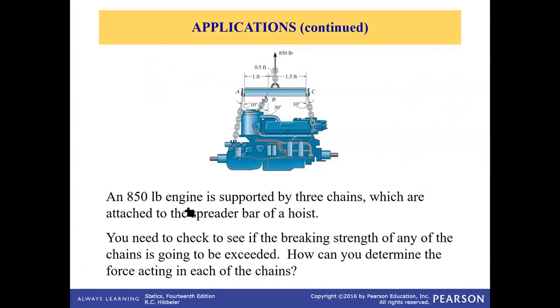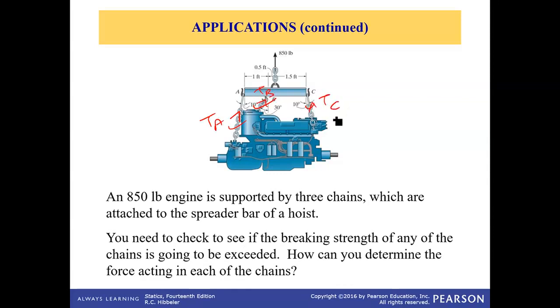An 800-pound engine is supported by three chains, 1, 2, and 3, which are attached to the spreader bar of a hoist. So this is the spreader bar. You need to check whether the breaking strength of any one of the chains is going to be exceeded. How can we determine the forces acting in each of these chains? We need to know the tension force in chain A, chain B, and chain C.